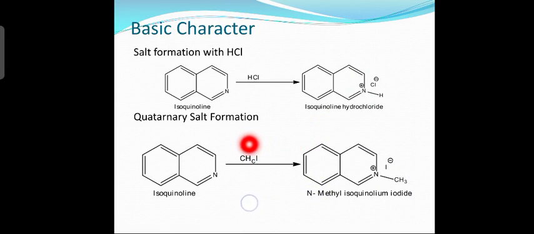Then it will combine with methyl iodide. This should be CH3I. There is a mistake over here, CH3I, not CHCl. It will combine with methyl iodide to give N-methyl isoquinolinium iodide. To the nitrogen a methyl group is attached, N becomes positively charged and I minus. So this is known as N-methyl isoquinolinium iodide.